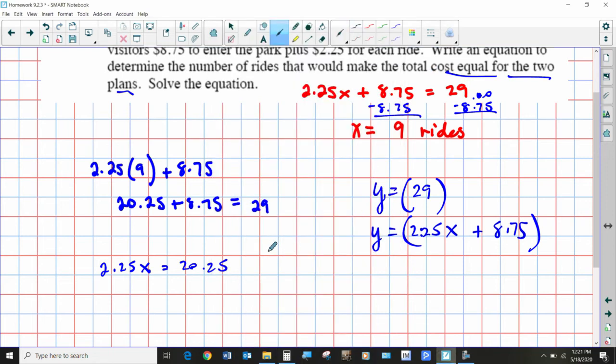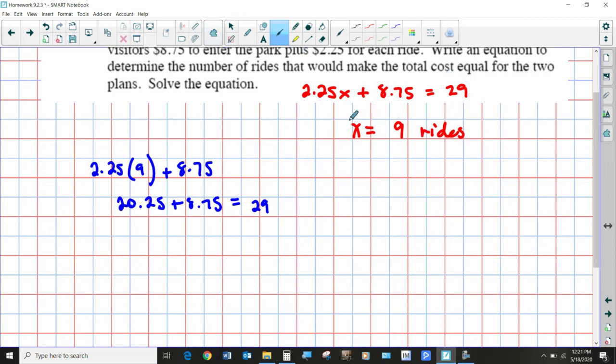So how do you prove that that's correct? Well, plug in the number 9 here. What is 9 times $2.25? It's $20.25. Add that to the admission fee for the park, you get $29. That's the answer. So we can declare that if you go on 9 rides, then it's going to cost the same. So basically, it's a really good exercise for you if you've got an option.